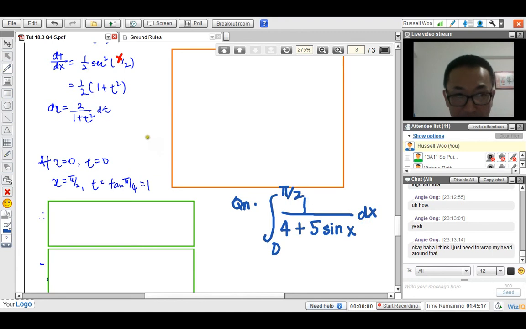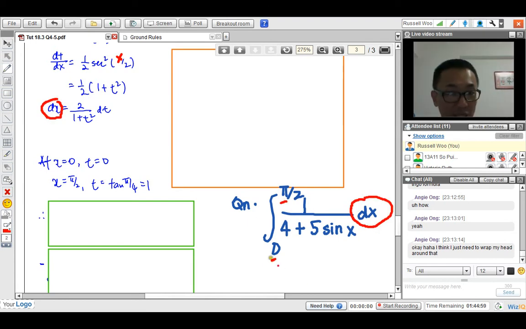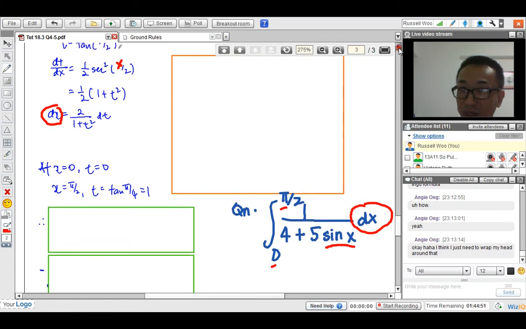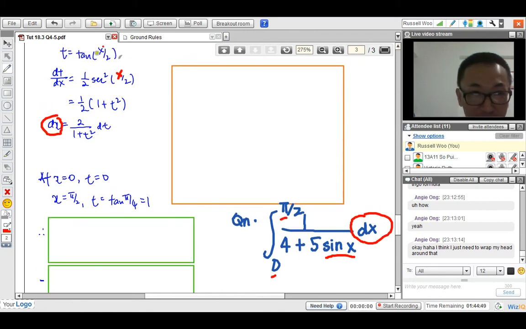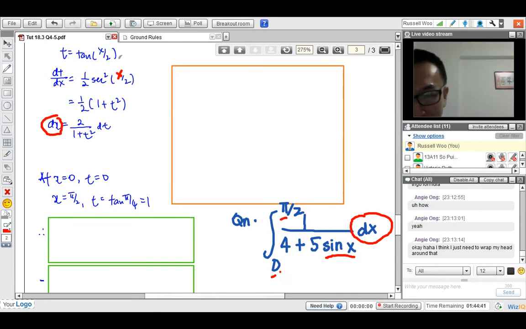Now we still haven't quite answered what. Look, sorry, can I just say something? The dx we can replace. The limits we can replace. But we still don't know how to replace this sine x. Do you follow? Because I know tangent x over 2 is t. But what is sine x in terms of t? This is the part that all of us are stuck on, right? Am I right to say that?